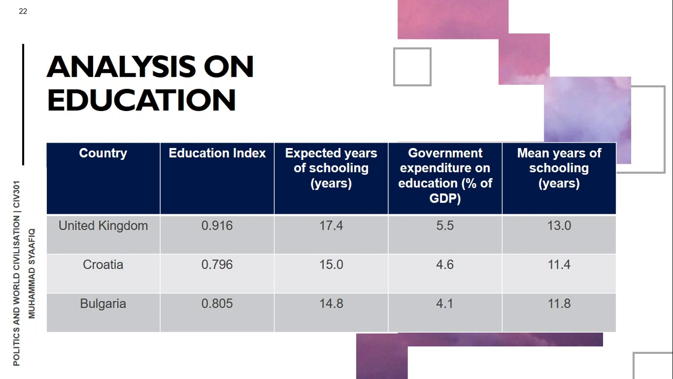This is because the government of the United Kingdom has the highest expenditure on education, which is 5.5% of gross domestic product (GDP) compared to Croatia 4.6% and Bulgaria 4.1%. The expected years of schooling in the United Kingdom is the highest compared to Croatia and Bulgaria, which is 17.4 years compared to Croatia 15 years and Bulgaria 14.8 years. Furthermore, the mean years of schooling in the United Kingdom is also the highest, which is 13 years compared to Croatia 11.4 years and Bulgaria 11.8 years.